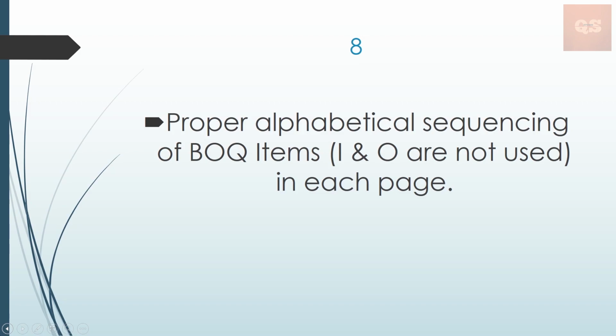I will also be mentioning the link to that video in the description part. You can just click it and easily sequence your BOQ with the alphabets ignoring I and O. So this formula will be very helpful. You can save a lot of time.